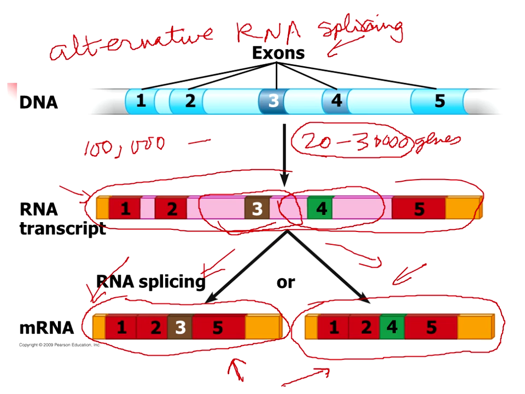So are we good with alternative RNA splicing, how that can happen? It happens because sometimes exons that are flanked by two introns just get spliced out. They can get spliced out.